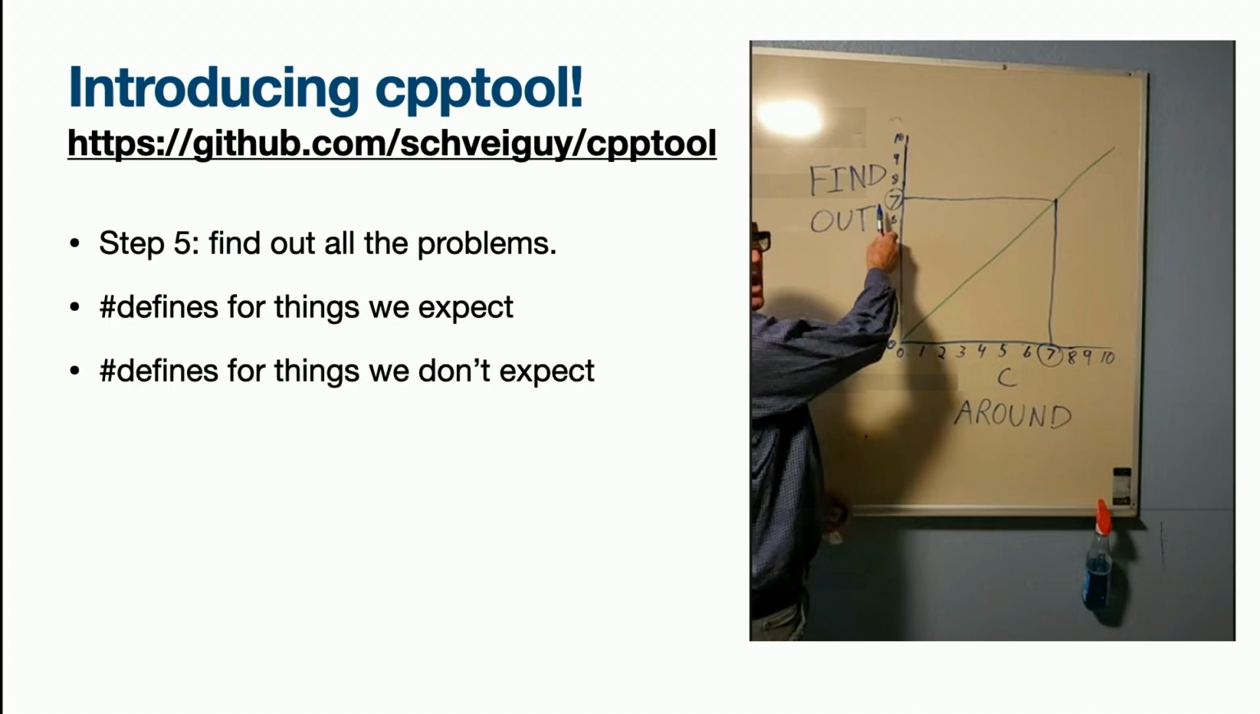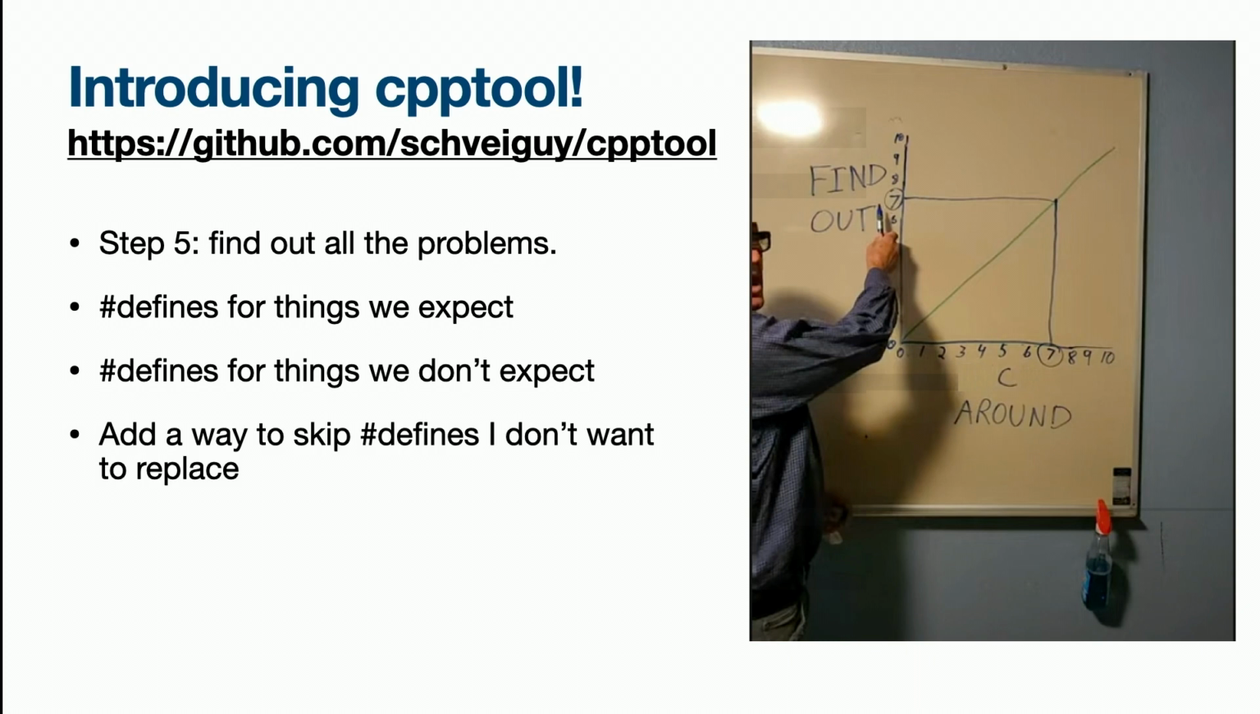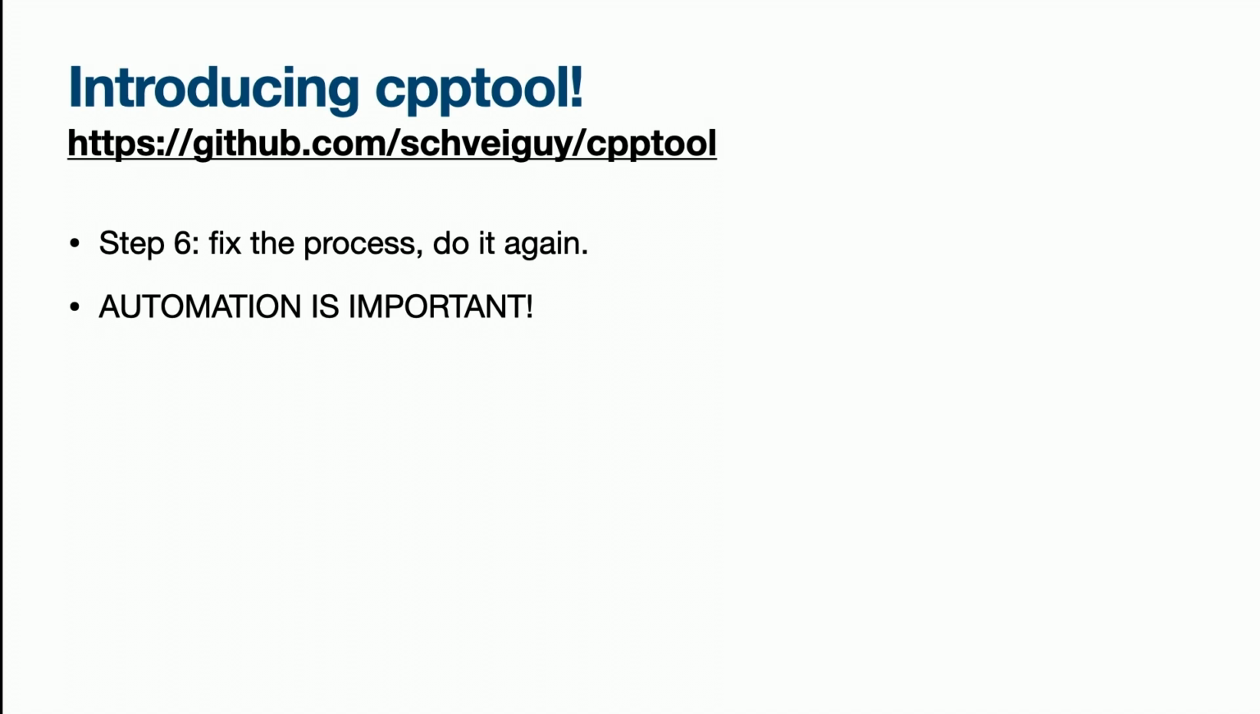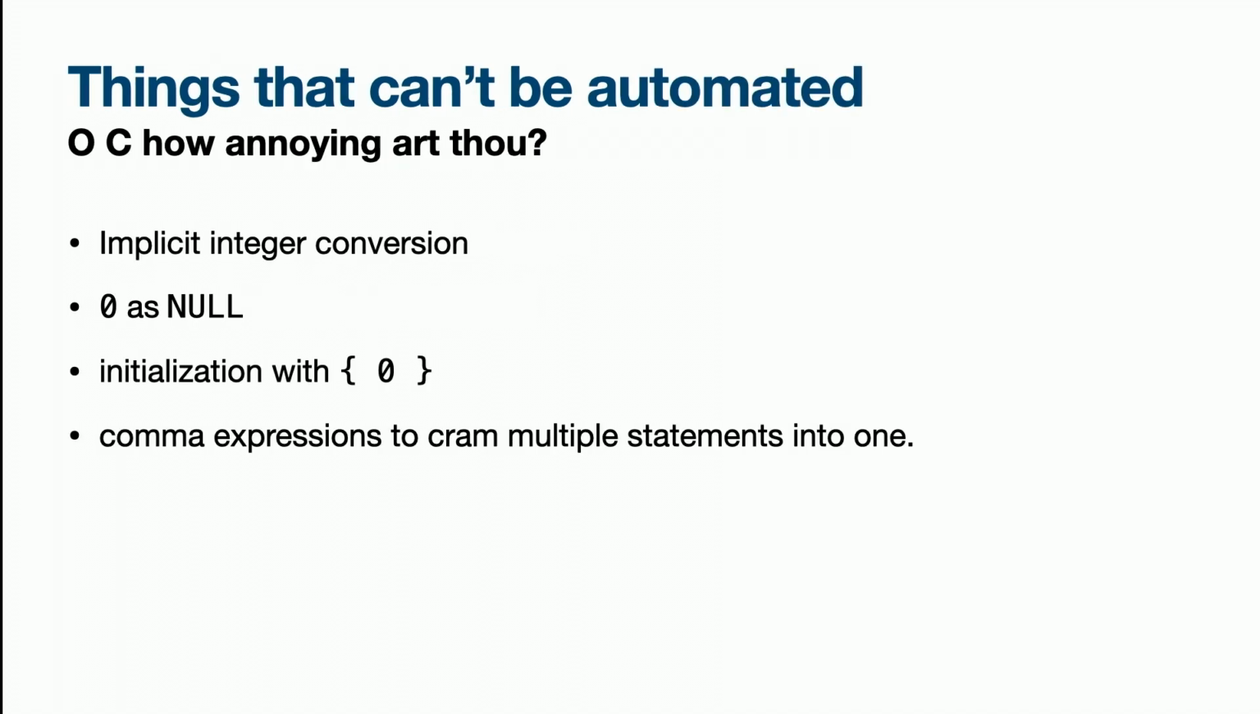There's also pound defines for things we didn't expect. Like, did you all know that sprintf is actually a pound define? I didn't know that. Then we add a way to skip those pound defines I don't want to replace. Basically, in the pre-processing, just prepend some stuff that I'm going to delete later. No problem. Then we fix the process and do it again. As always, automation is important. There are things that can't be automated.